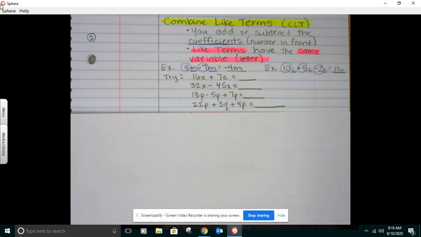So pause it if you haven't solved them yet. Give it a try. All right, so now I'm going to go over these examples. I hope you gave it a try.